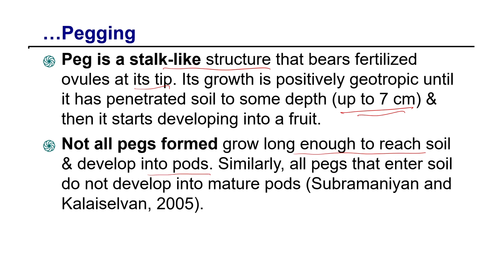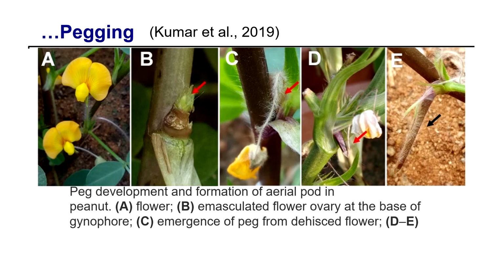They may not reach the soil, they may be on the top of the plant, and more length may not be there, so they cannot enter the soil. Similarly, all pegs that enter the soil do not develop into mature pods. So you can see here the pegging process.